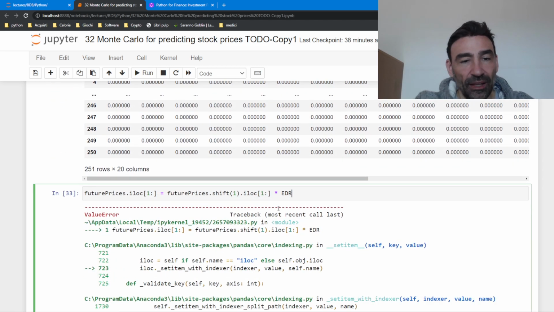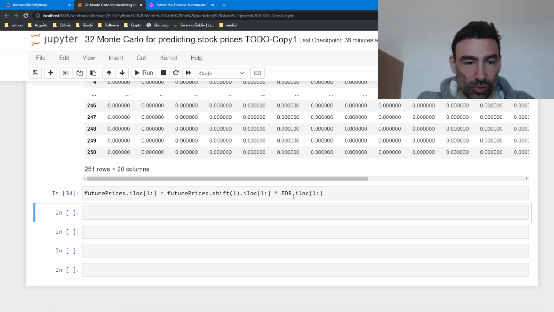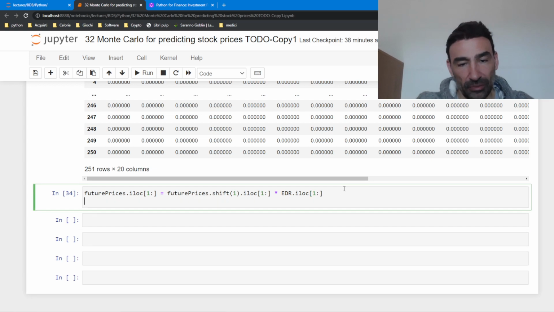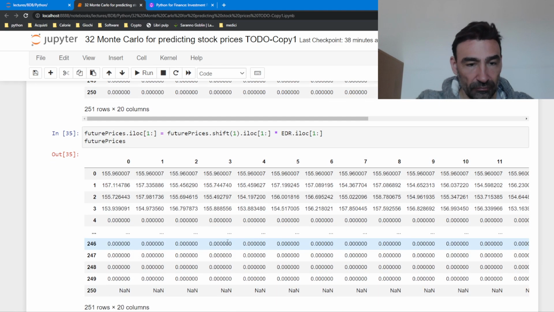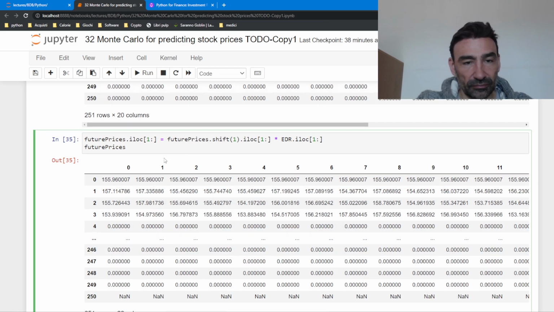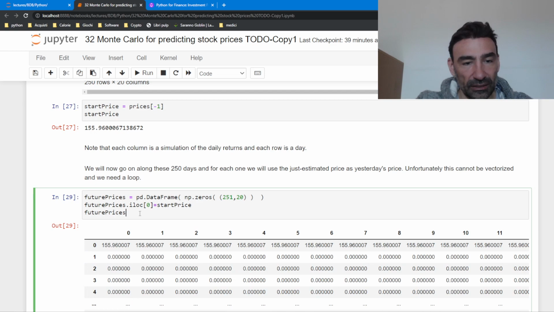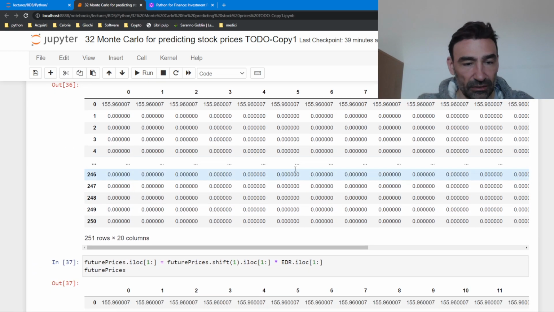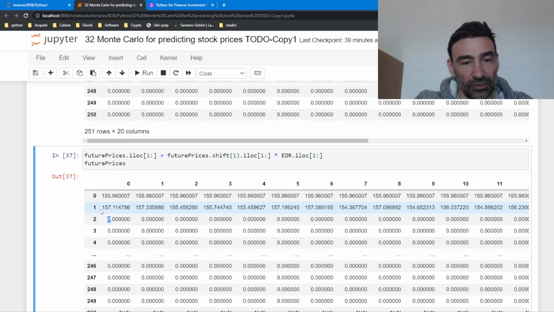Okay, anyway, even if you put iloc here, it doesn't work, and I'll show you why. A lot of zeros. Well, it's a little messy now. Can you see a lot of zeros? It has calculated only the first one.